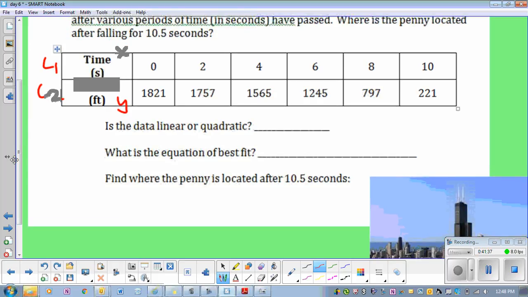All right, so let's plug this in. Let's see if it's lin reg or quad reg. Please make sure that you guys know all these calculator steps, okay? We can't help you on the test.